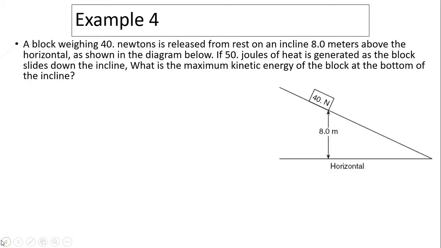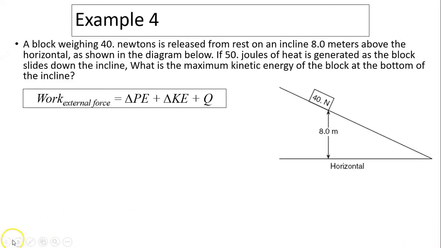Another example. A block weighing 40 newtons is released from rest on an incline 8 meters above the horizontal. So over here is 8 meters. As shown in the diagram, if 50 joules of heat is generated as the block slides down the incline, what is the maximum kinetic energy of the block at the bottom of the incline?